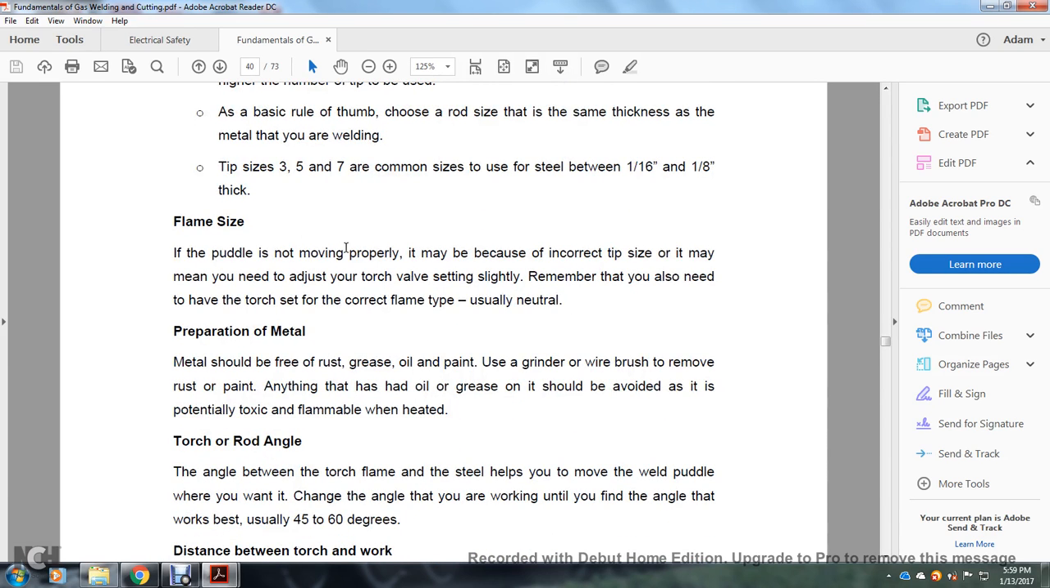Flame size: if the puddle is not forming properly, you may have the incorrect tip size. It may also mean that you need to adjust your torch valve setting slightly. Remember that you also need to set the torch for the correct flame type, which is neutral.